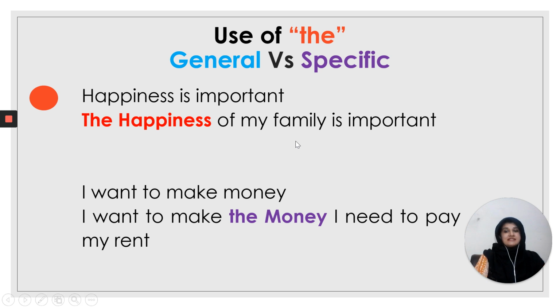Let's move towards the next example. I want to make money. Anyone can say, "I want to make money." So it's a general expression, but how does it get specific? "I want to make the money I need to pay my rent." Now we are specifying the money. Which money? Which I need to pay my rent. Fine, I hope you got the point. That is how we make the expression specific and then we make use of "the", right?